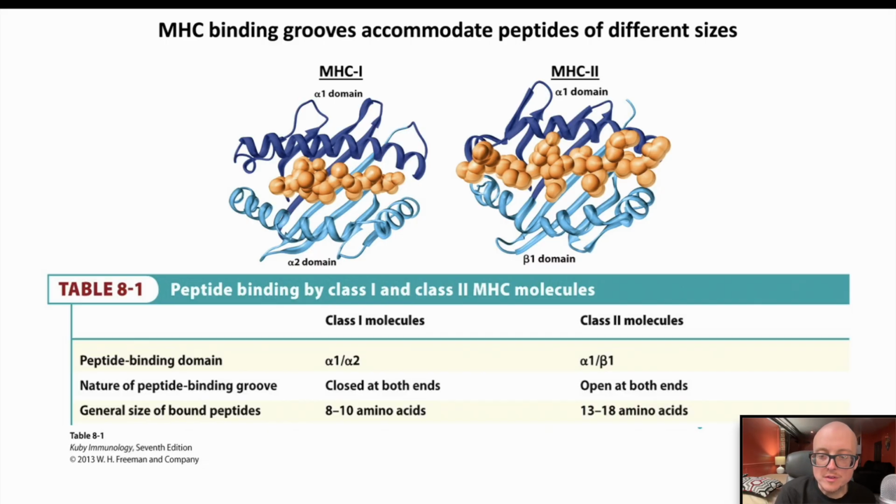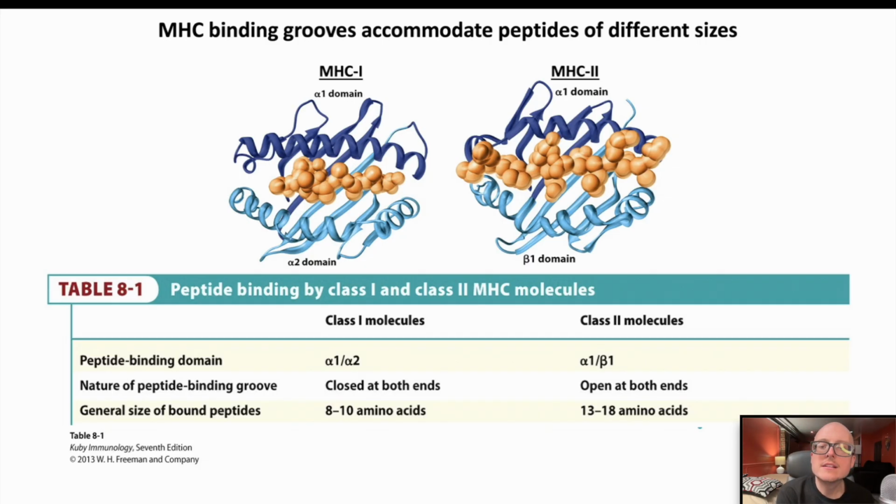MHC class 2 is not too different, but as you can see, its peptide binding groove is made up of the alpha 1 domain of its alpha chain, as well as the beta 1 domain of its beta chain. And its structure is slightly different. Instead of being closed at both ends, it is open at both ends. And the reason that matters is that it allows it to accommodate a slightly larger range of amino acids, as well as an overall different size of amino acid chains, somewhere between 13 and 18 amino acids. Those tend to be the size of peptides presented on MHC class 2.